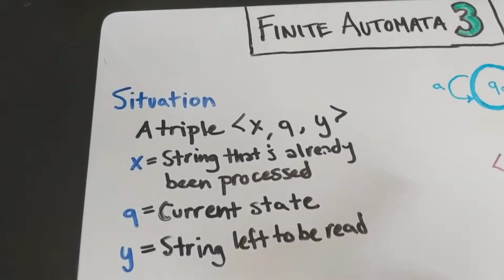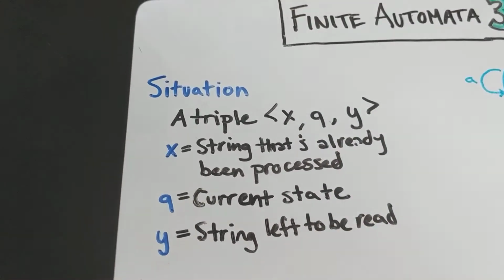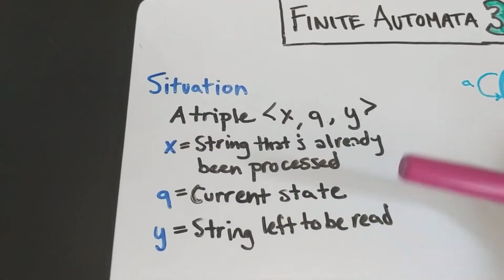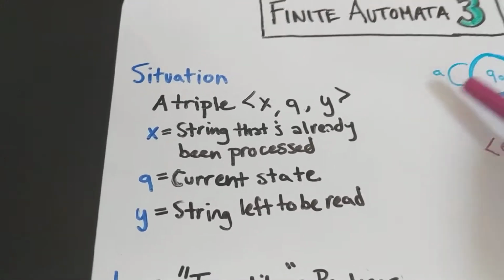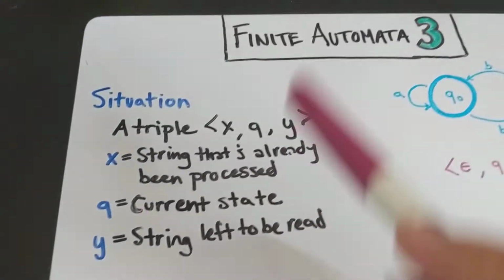Alright, so in order to do that, we need to first define something called a situation, which basically tells you how far you are through the automaton, right, at any given moment, at any given step in your proof. Right, so as you take a step, you enter a new situation. Every time you take a step, you enter a new situation.